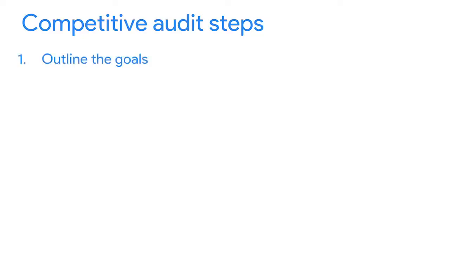Welcome back. Now that you understand why we use competitive audits, let's go through how to conduct one. The first step is to outline the goals for your competitive audit. Make sure your goals are specific. It can help to break down your goals into the different product features you want to compare.